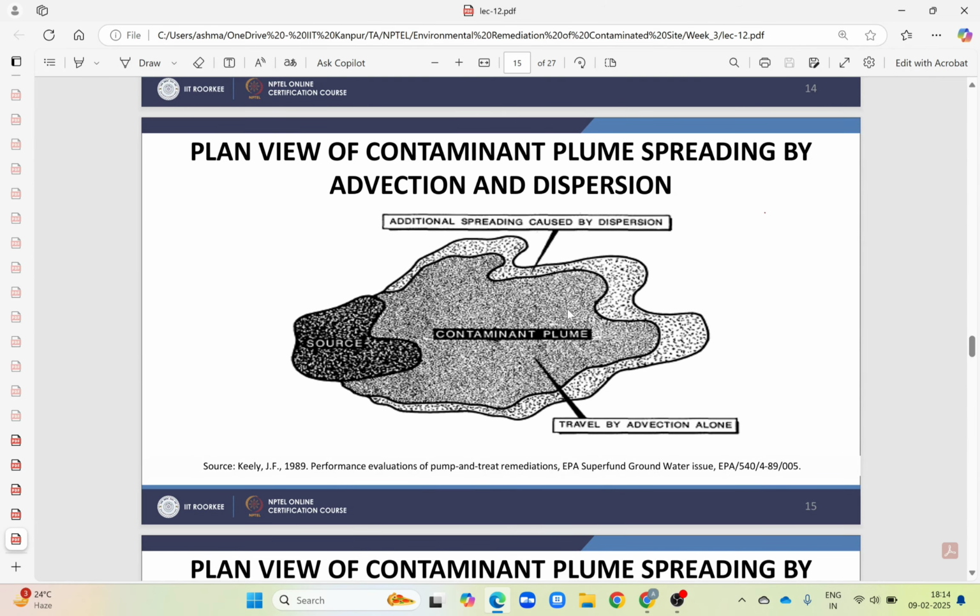Okay, next is the spreading of the contaminant. It can be either by advection or dispersion. Advection is when there is a flow of water, or if we take air, then there is a flow of air in one particular direction, and because of that flow, the pollutant or contaminant spreads. And next is dispersion. Dispersion is because of the difference in concentration between two places, from higher concentration to lower concentration. Because of this concentration gradient, the pollutants spread.